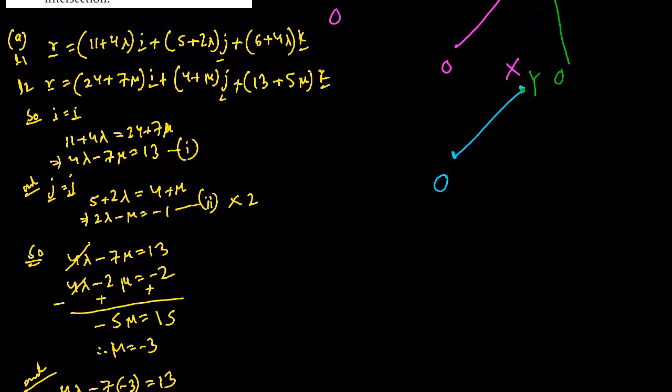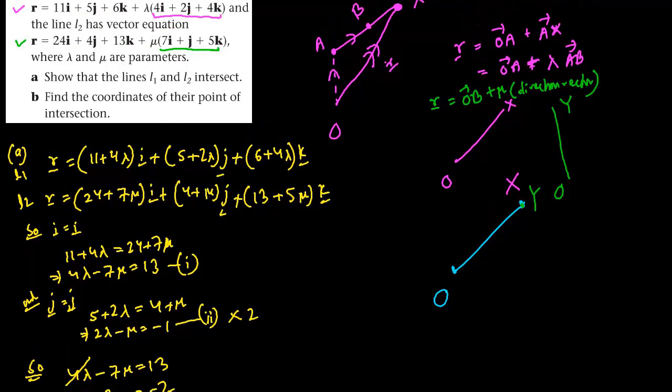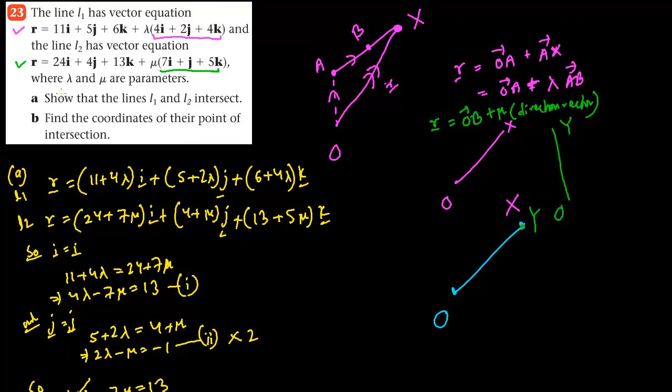Now, the question is, how do we show that the lines intersect? What I really prefer to do here is put the value of lambda and the value of mu in the IJK format equations and see whether they're exactly the same or not. If they're exactly the same, that means they're in the same position and it intersects. But in this particular question, the question is separated. First, we have to show, and second, we have to find that point of intersection. So this work has to be done in question B.